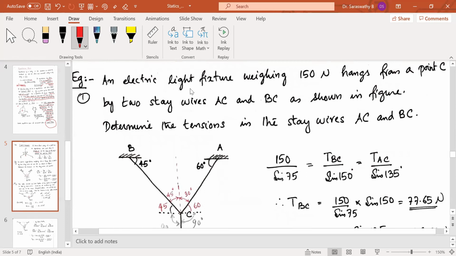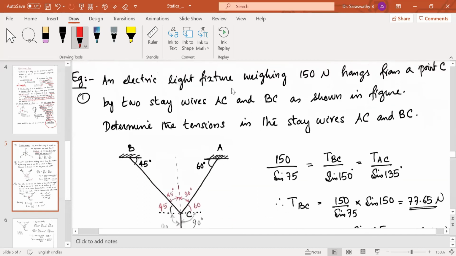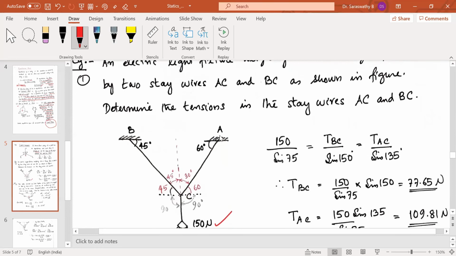Okay, so an electric light fixture is hanging from a point C, and the weight of the light fixture is 150 Newton. It is connected to the ceiling by means of two stay wires, CB and CA. So it is subjected to a weight W acting downwards, and these two wires will be subjected to tension.